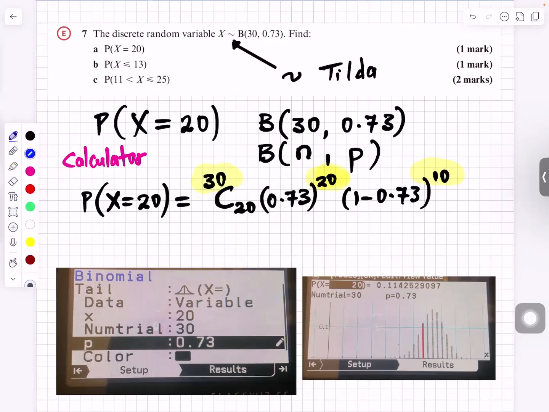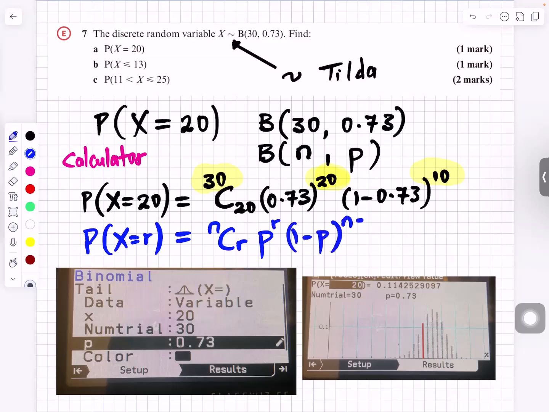So the binomial formula, I'll write it underneath, is nCr, probability of x equals r. That's the formula given in the formula book. nCr, p, which is the probability of success, to the power r, and then 1 minus p to the power n minus r. And in this case, r is 20, n is 30, p is 0.73. You sub that in, put it in the calculator, and it will give you the answer.